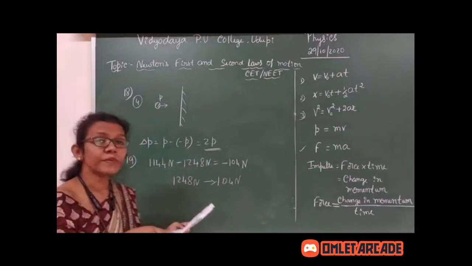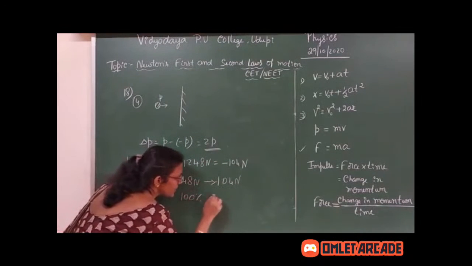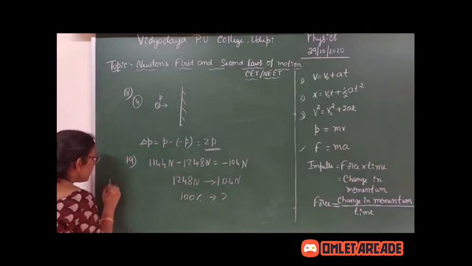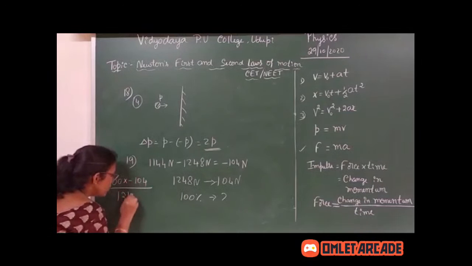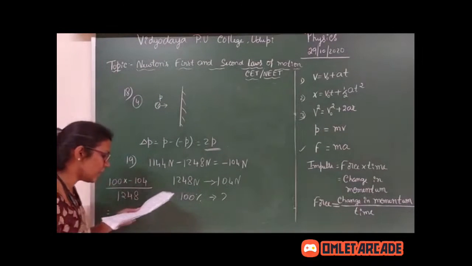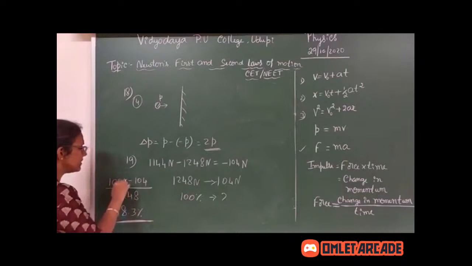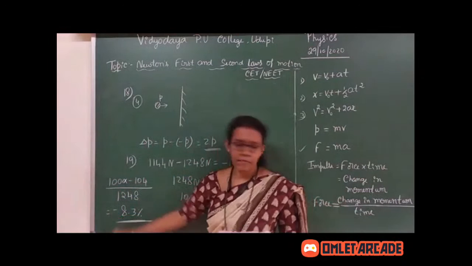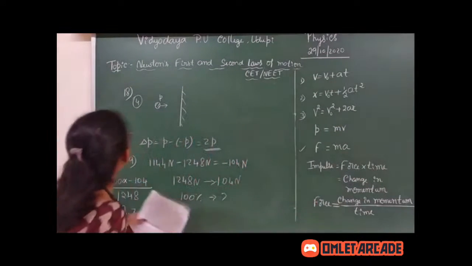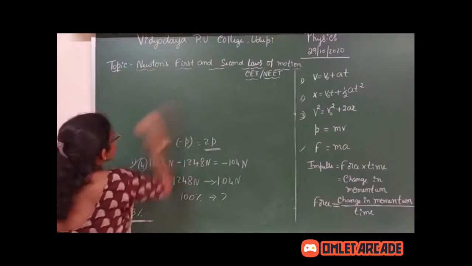So here they are asking in terms of percentage, the percentage change in inertia. So the inertia in percentage: we get 100 into minus 104 divided by 1248. The answer comes out to be minus 8.3%. This is in terms of percent. Minus indicates that he has lost weight. So the right option for question number 19 is 4.